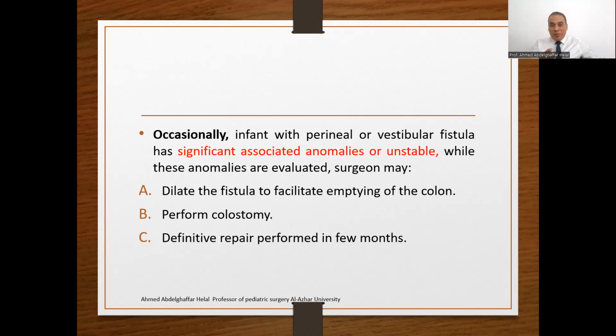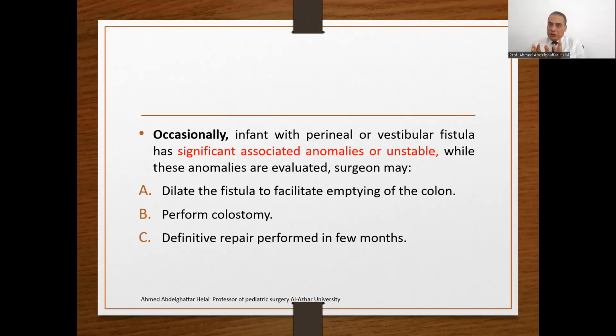So the first option, to perform primary repair without colostomy, depends on the baby not having a significant associated anomaly and being in a stable condition. So please put these two items in a balance. We're not dealing with anorectal malformation alone. We are dealing with a patient. We are dealing with a baby.